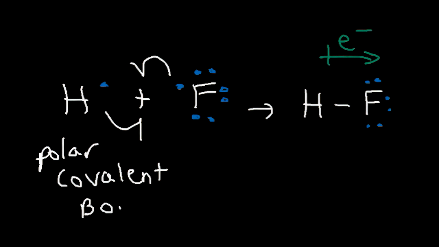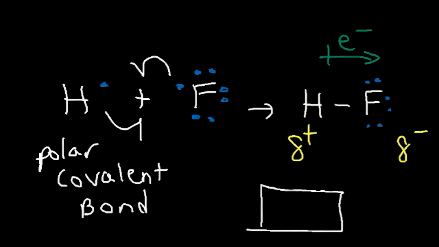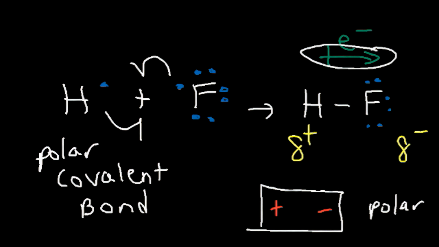As fluorine pulls the electrons toward itself, it's going to acquire a partial negative charge. And hydrogen, since it loses some of those electrons, is going to acquire a partial positive charge. Whenever you have a neutral molecule, but where one side is partially positive and the other is partially negative, you have a polarized substance. You have a dipole. To draw the dipole, the arrow has to point towards the more electronegative atom.